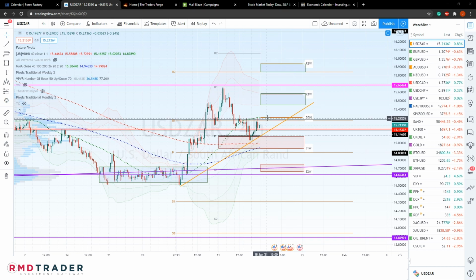If price can close back above the new weekly pivot, so that would be around 1550, which is also where it was rejected on Friday from the 50 SMA, that could set up bullish targets near our weekly R1 at about 1558. And if that breaks higher, then we can have a possible target as high as 1590, which is close to our weekly R2 and also just above our monthly R2.